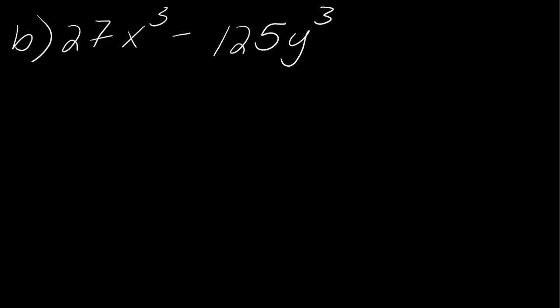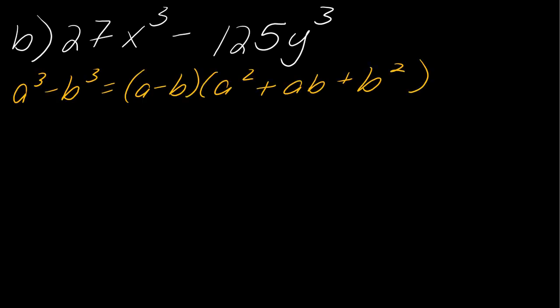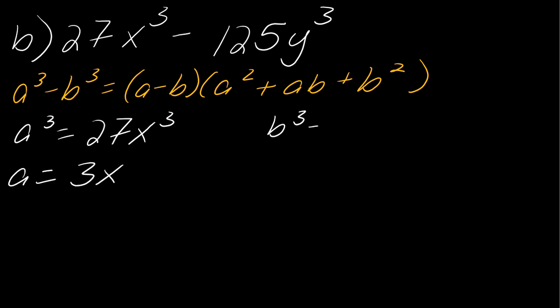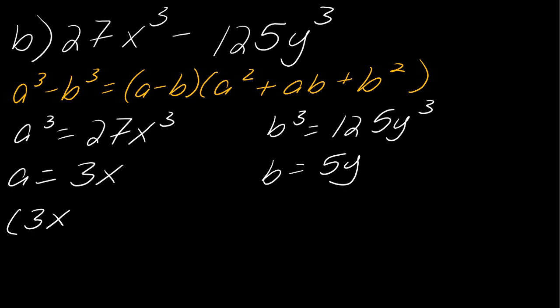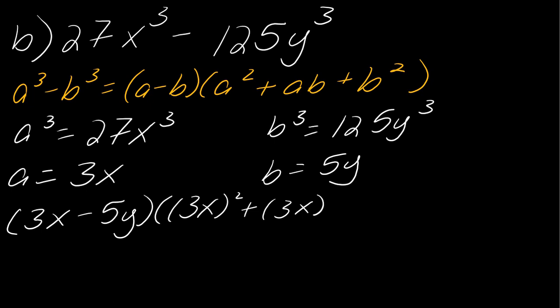Okay, moving on, I've got 27x cubed minus 125y cubed. We're going to do the same thing. First things first, I want to state which formula I want to use. So here's my difference of cubes, and now I just need to start identifying the pieces. In the a cubed spot, I have 27x cubed, which means my a will be 3x. In the b cubed spot, I have 125y cubed, so my b will be 5y. Now this will be 3x minus 5y, and then I'm going to write down what work I need to do, and then I'll do the work in the next step.